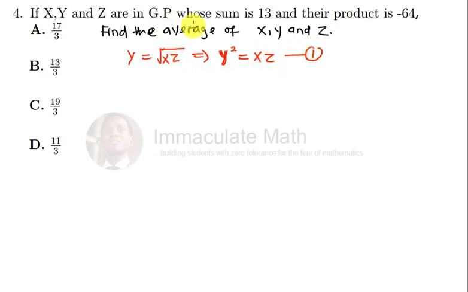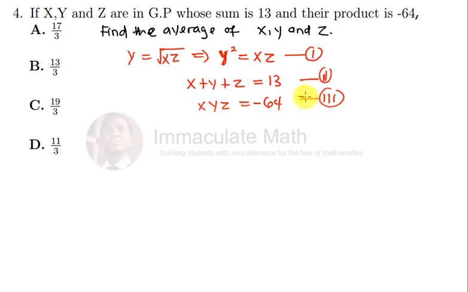They now said whose sum is 13. So that means we have x plus y plus z equals 13. And they said their product is minus 64. So we have x times y times z equals minus 64. So we have these three equations: equation 1, equation 2, equation 3. Three equations we need to solve for x, y, and z.